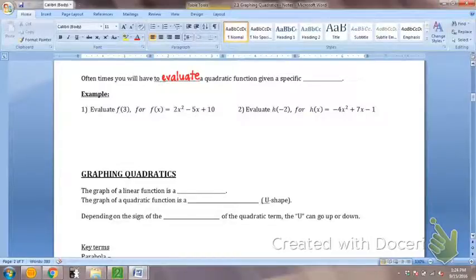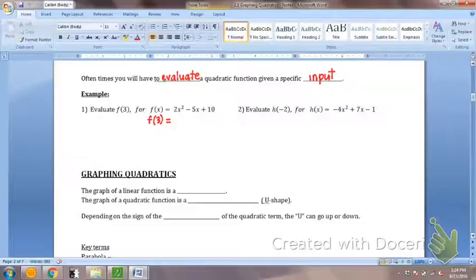Oftentimes you'll have to evaluate a quadratic function given a specific input. All that means is they're going to ask you to plug things in and find the answer. Okay? So this first example says, evaluate f of 3 for f of x equals 2x squared minus 5x plus 10. All that means is instead of f of x, we need to find f of 3. Notice that 3 is in the spot of x. Do you guys see that?